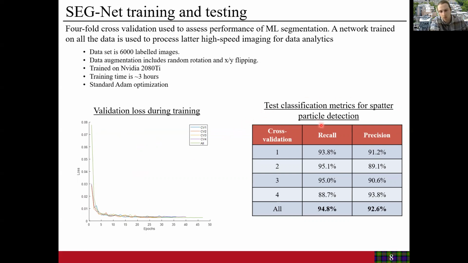And then lastly, we show test classification metrics for spatter particle detection. So we're showing the recall and precision of detecting spatter particles. Recall denotes the percentage of spatter particles that were labeled as spatter that were detected accurately by SegNet, whereas precision denotes the percentage of spatter particles predicted by SegNet that are actually spatter particles. The final result here is that our final network, which we use to classify the later data sets, has a 94.8% recall and a 92.6% precision.